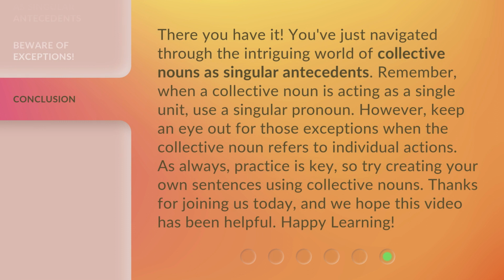There you have it. You've just navigated through the intriguing world of collective nouns as singular antecedents. Remember, when a collective noun is acting as a single unit, use a singular pronoun. However, keep an eye out for those exceptions when the collective noun refers to individual actions. As always, practice is key, so try creating your own sentences using collective nouns.